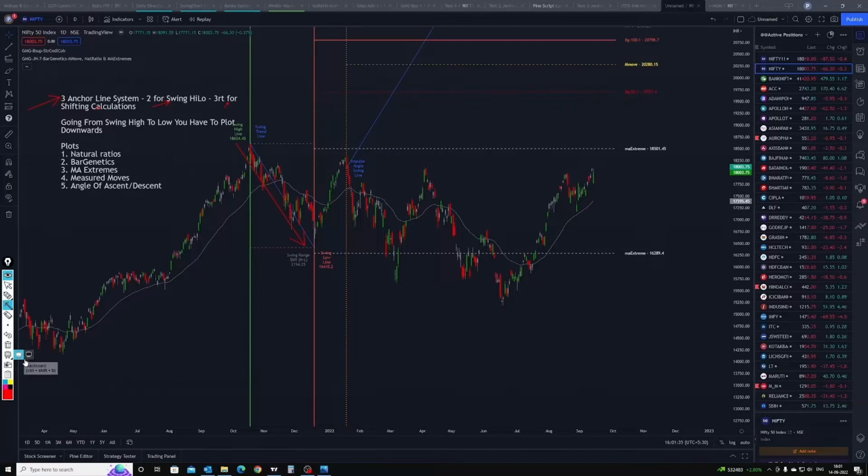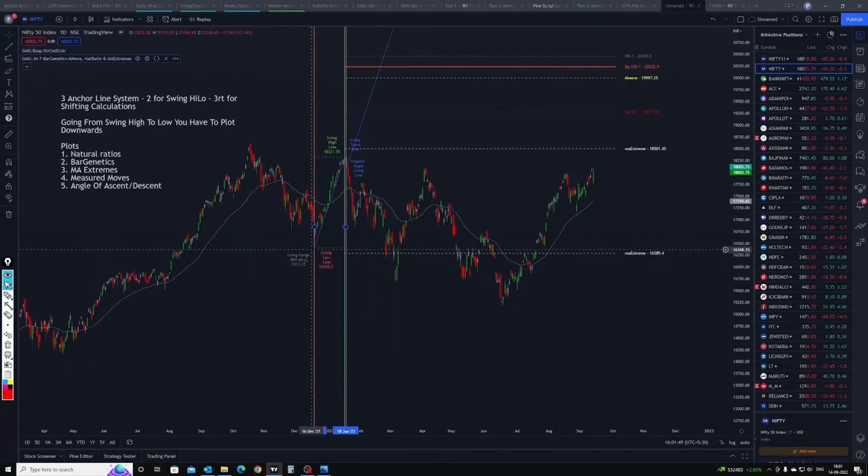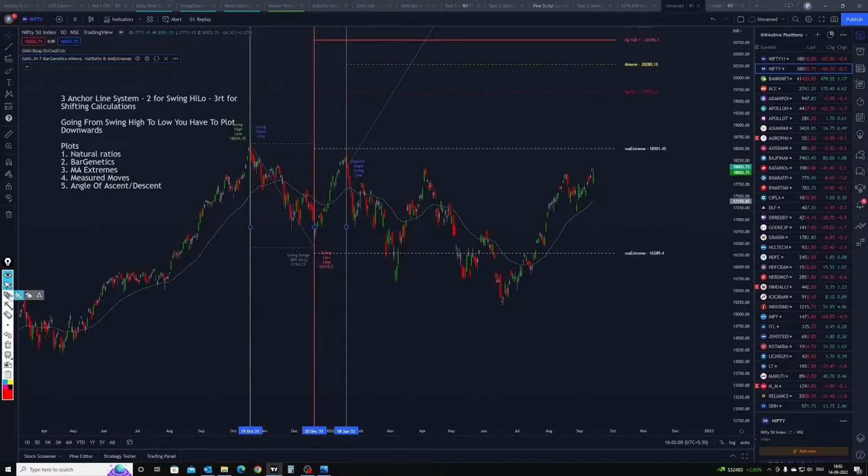For example, if you select the swing low first and high, then so let us take this swing. So here you are selecting swing low first and then you are selecting high. So you are going from a low to a high. So what does this say? When you are going from a swing high to a low, you have to plot downwards. It means you are coming from a high to a low. That is, the swing angle is pointing downwards. So all calculation has to be made in the downward direction.